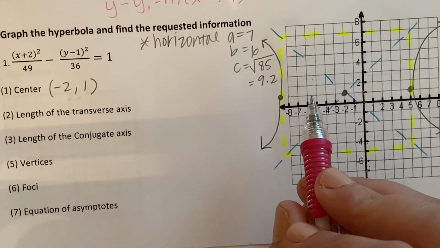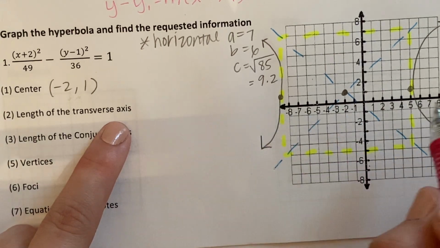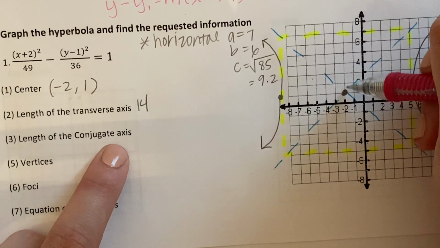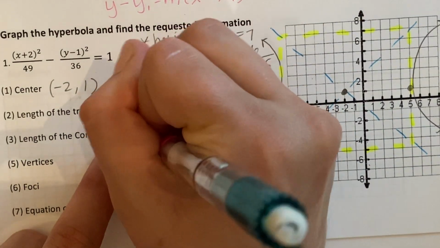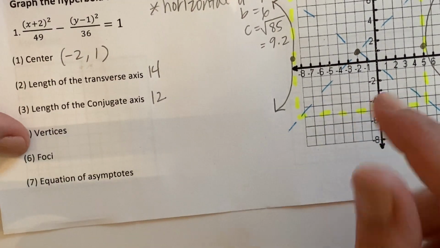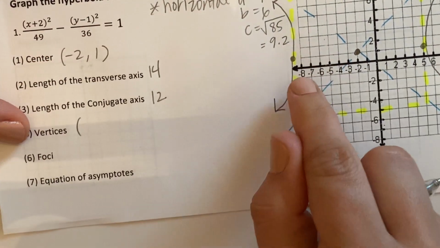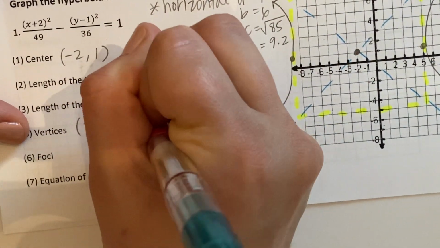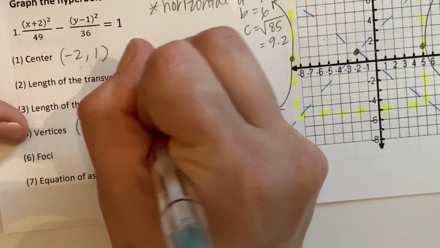So let's write down the length of those. So transverse is 7 plus 7 is 14. Conjugate, 6 plus 6 is 12. The location of my vertices, I've plotted them, so I just need to figure out where they are. That's -9, 1, and 5, 1.